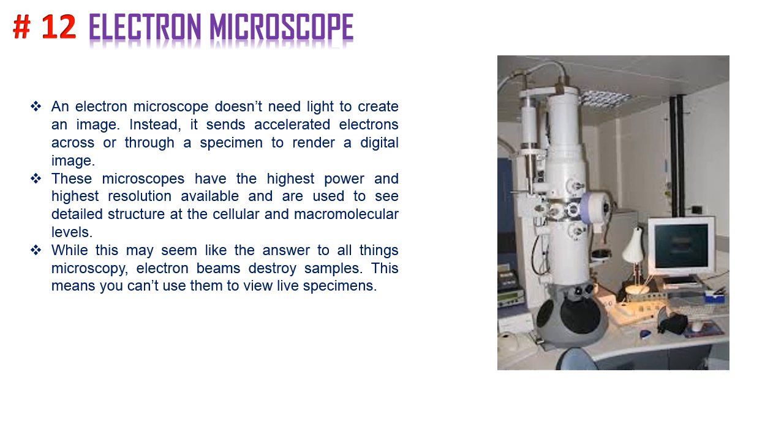And number 12 is electron microscope. An electron microscope doesn't need light to create an image. Instead, it sends accelerated electrons across or through a specimen to render the digital image. These microscopes have the highest power and highest resolution available and are used to see detailed structure at cellular and macromolecular levels. While this may seem like the answer to all things microscopy, electron beams destroy the sample. This means you can't use them to view live specimens.